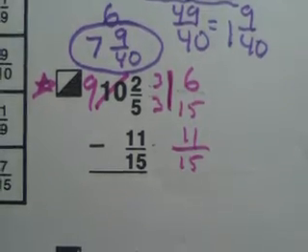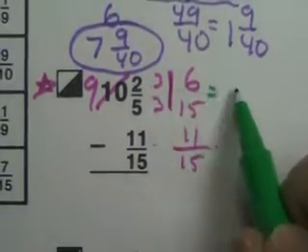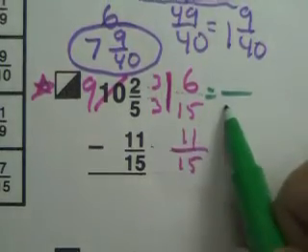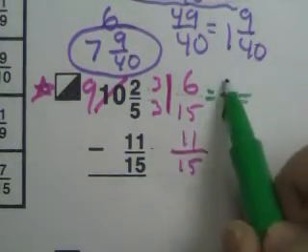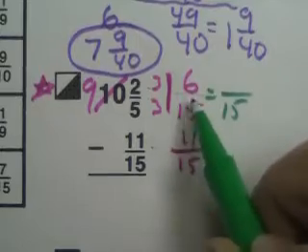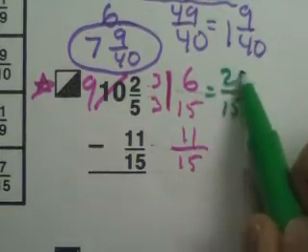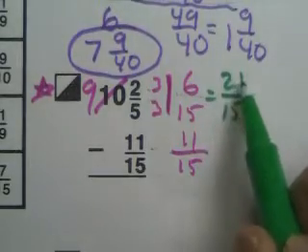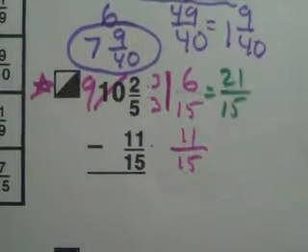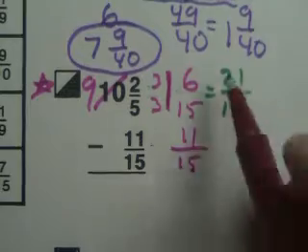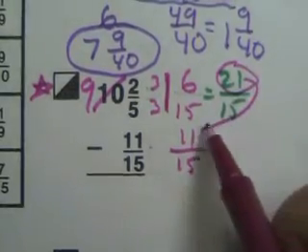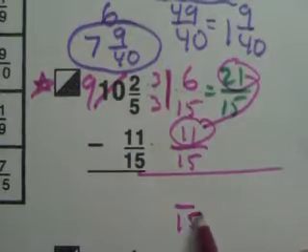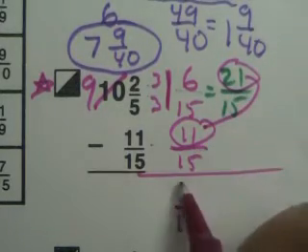Okay, and if I borrow a great big 1, this now becomes 15 times 1 plus 6. The new numerator is, so basically just adding these two together. 15 and 6 is 21. Times 1 plus 6 is 21. Now I can go ahead and subtract. All right, 21 minus 11. Okay, our denominator is 15. 21 minus 11 is 10.